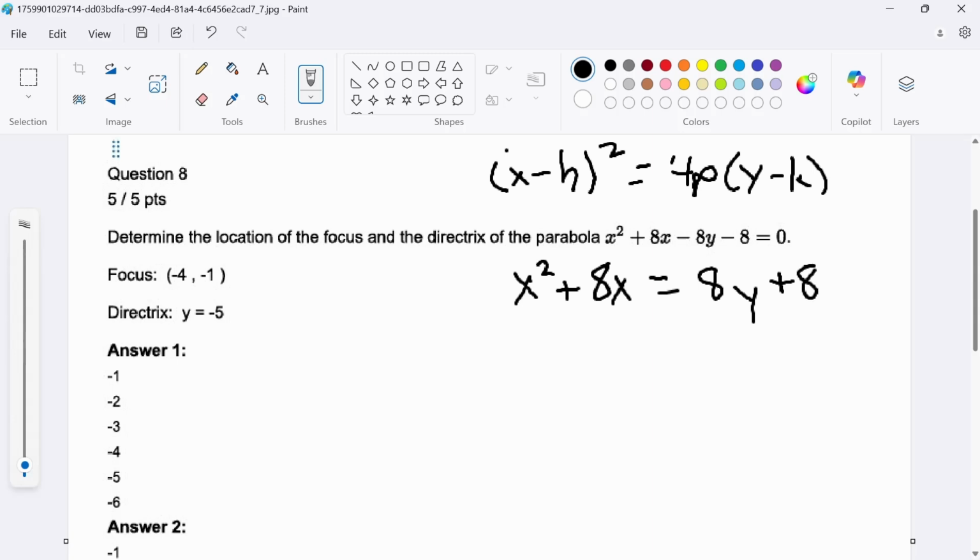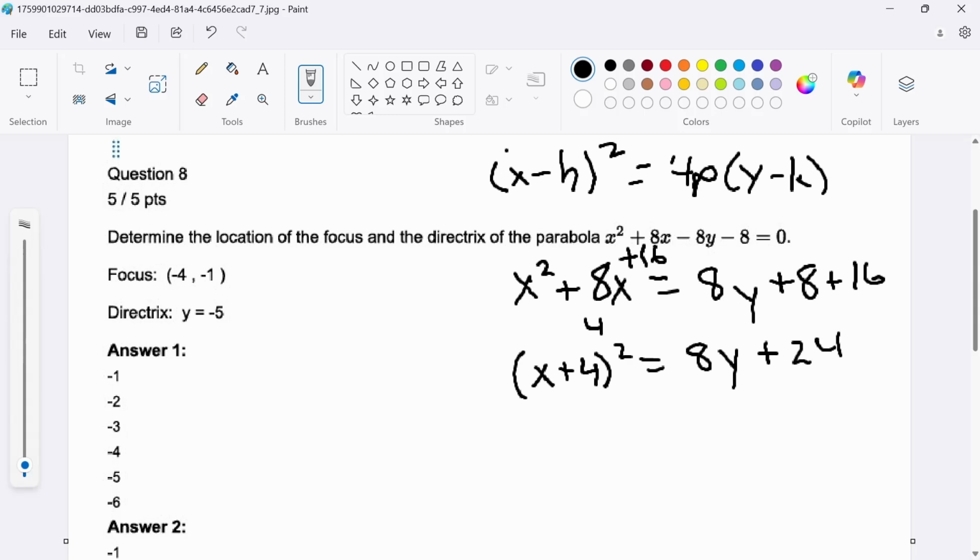Now, what is half of 8? Half of 8 is 4. So it's going to be x plus 4 squared. 4 squared is 16. If I add 16 to one side, I've got to add it to the other side. So this is equal to 8y plus 24. I want the y to be by itself, so I'm going to factor out the 8. 8y divided by 8 is y. 24 divided by 8 is 6. And this is x plus 4 squared.